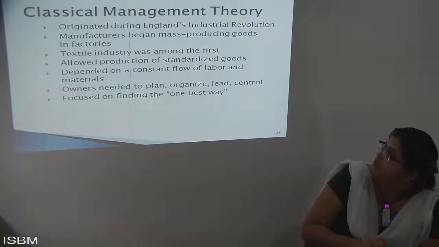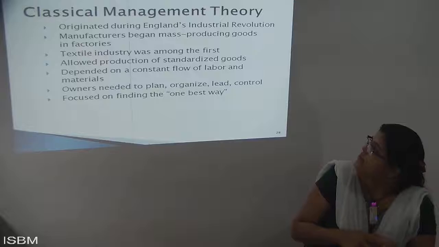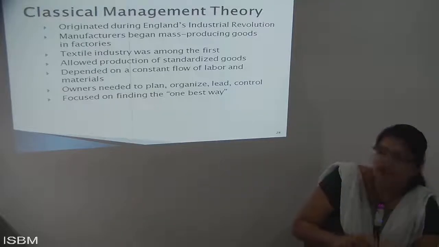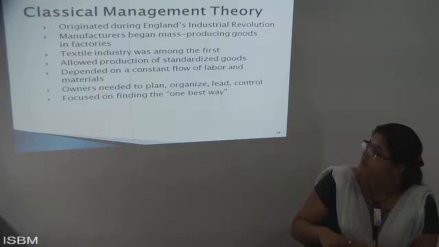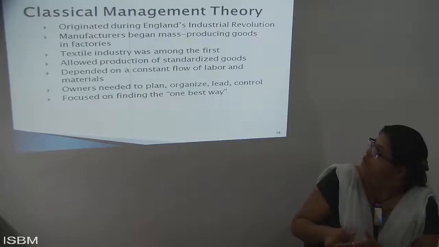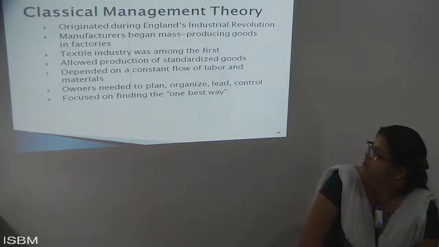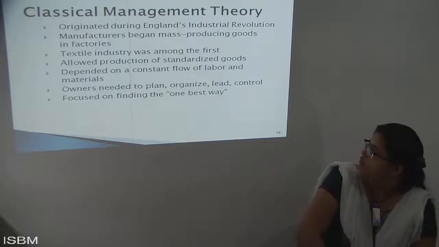Then afterwards manufacturers began mass producing goods in factories, with the help of certain kinds of articles or products. The textile industries were among the first, which allowed the production of standardized goods depending on the constant flow of labor and materials, owing to the need to plan, organize, and control, focusing on finding the best way.